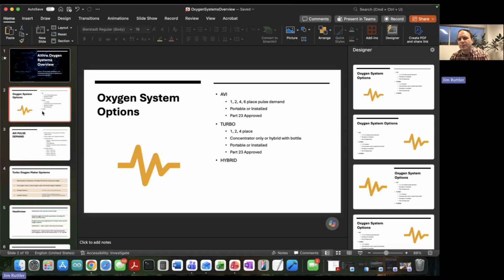The portable option that we've got for the AVI systems is one. We just have the AVI Mini. In the past, we had the AVI 8, which is a 2 place system, but we no longer produce the AVI 8. It's only the AVI Mini, which is a very small 1 place unit. And it can be combined up to 2, 3, 4 places, but each unit is physically separate. I'm going to show you an example of the AVI Mini.